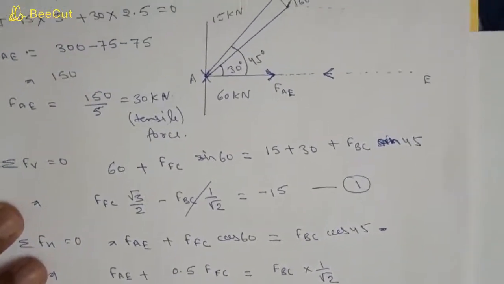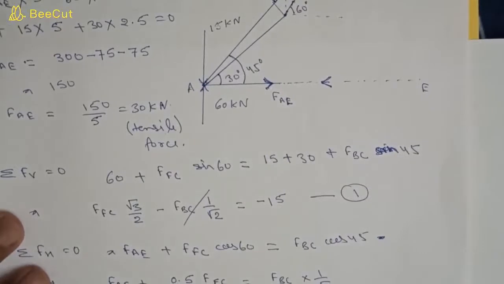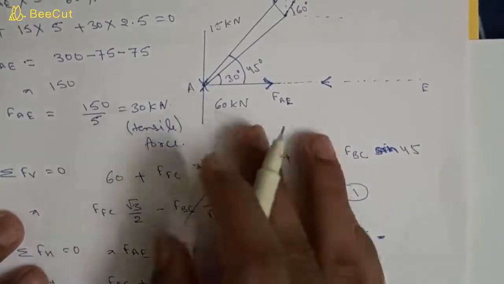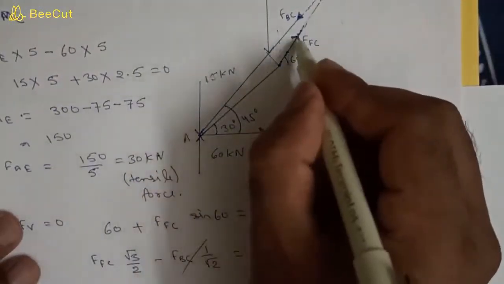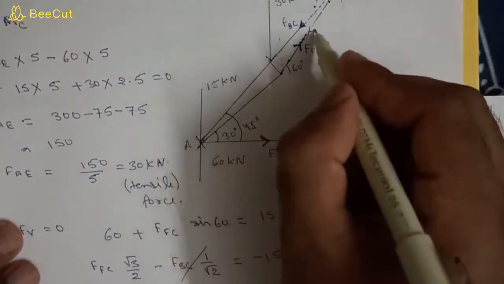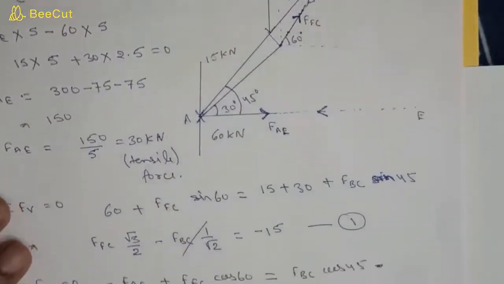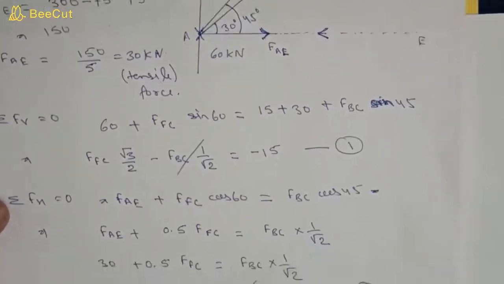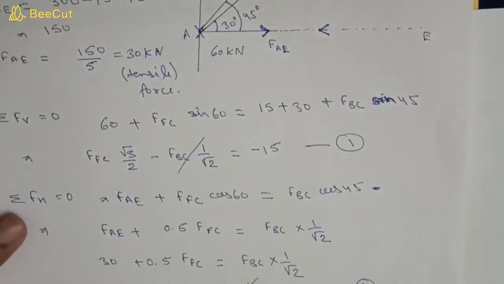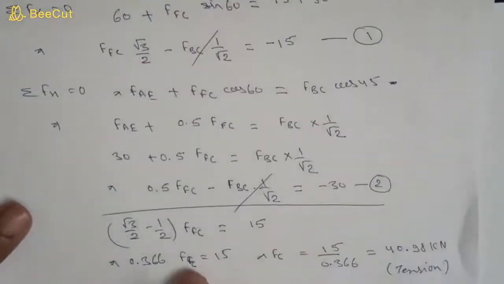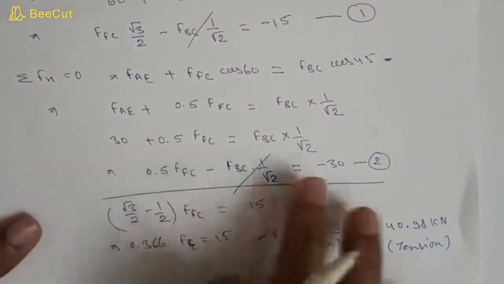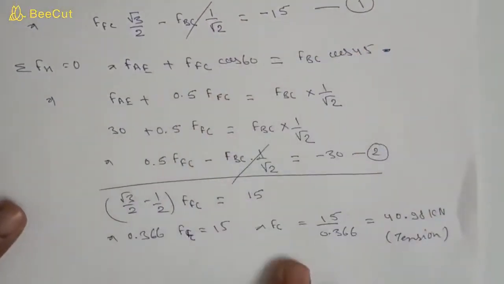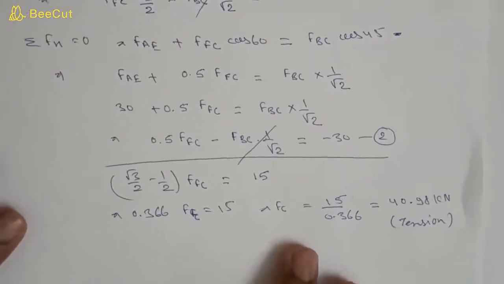So FFC is in this direction and it is correct, so it is tension. It is an inward force, so it is in tension. Now if you put the value of FFC in either equation 1 or equation 2, then you can find the value of FBC.